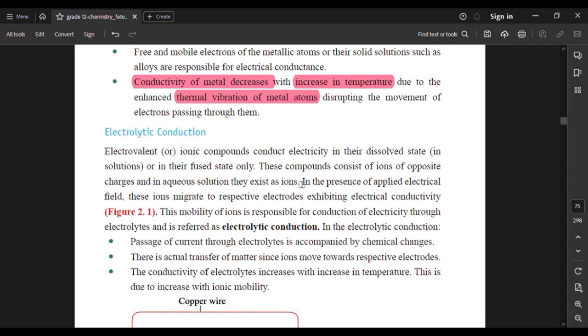In the presence of an applied electrical field, these ions migrate to the respective electrodes, exhibiting electrical conductivity. Simply, electrolytic conductivity refers to substances that can dissociate into ions when dissolved in a solvent, for example water. In electrolytic conduction, the flow of electricity is carried by the movement of ions rather than electrons.